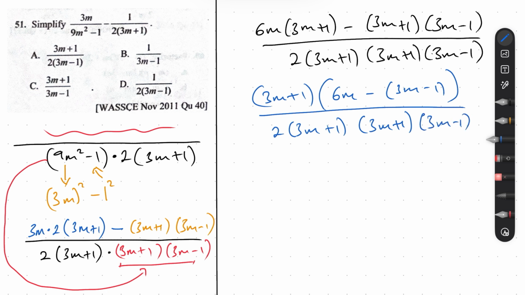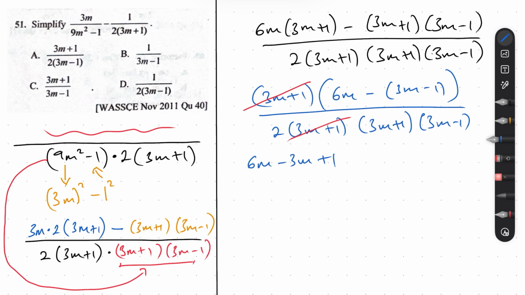Okay, so now we can cancel some things out. Some things are looking easy now. We can cancel this out, and then we can cancel what out? This one. 3m plus 1 3m plus 1 is gone now. Okay, so now let's simplify further. Okay, so on top here we have 6m minus 3m minus 1, and we can rewrite it to be what? 6m minus 3m plus 1.